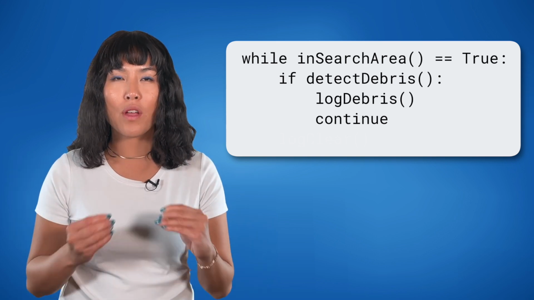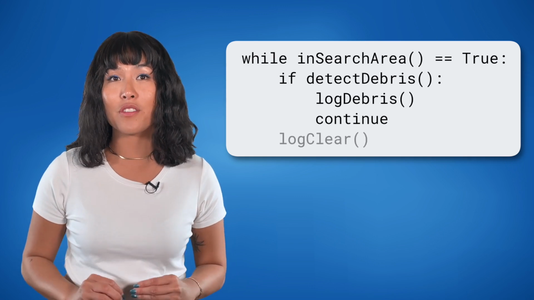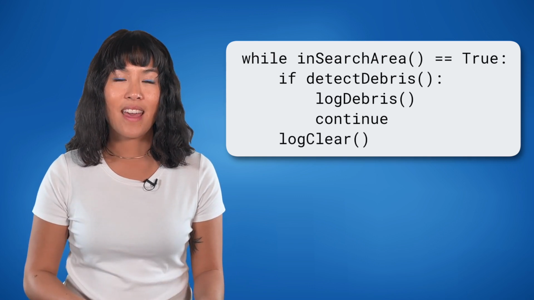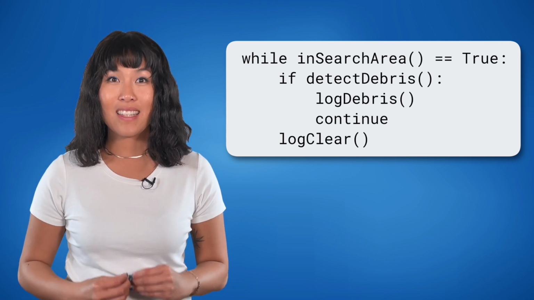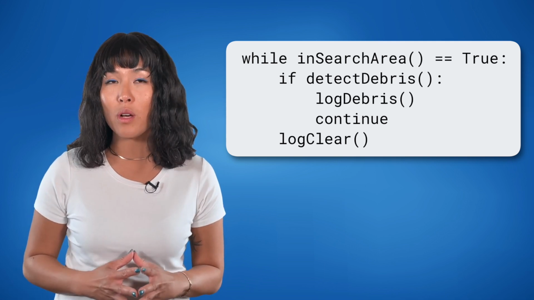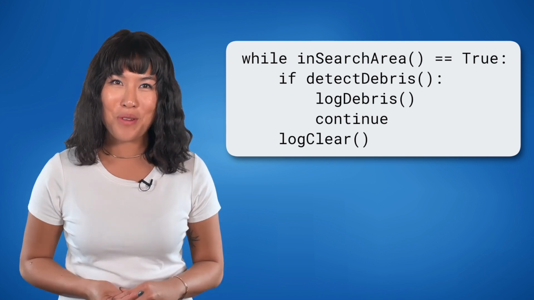The next time we run through this code, if we don't detect debris, the log clear function will run instead. And then the loop will repeat after that statement. This is another way we can alter the flow of code within a loop. Now you can try one.